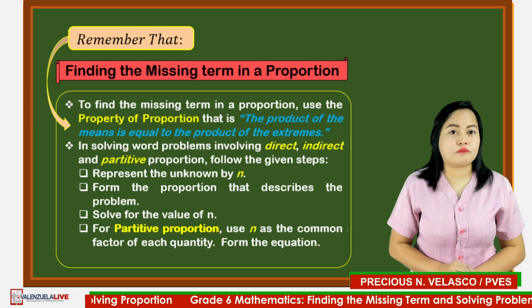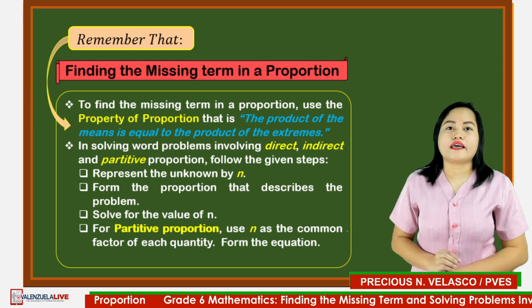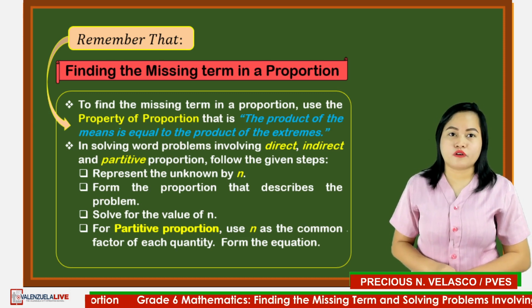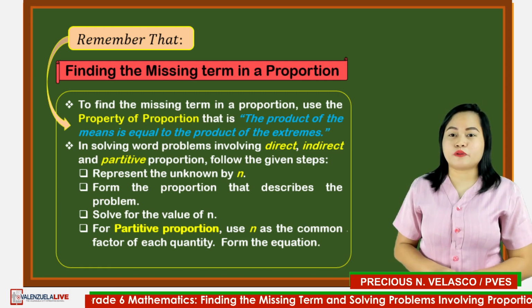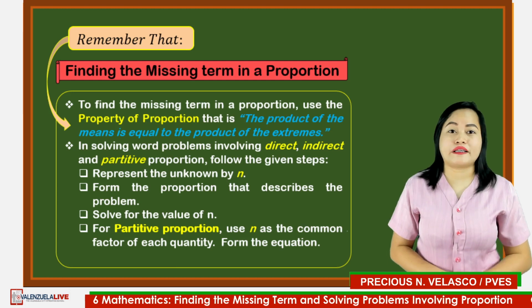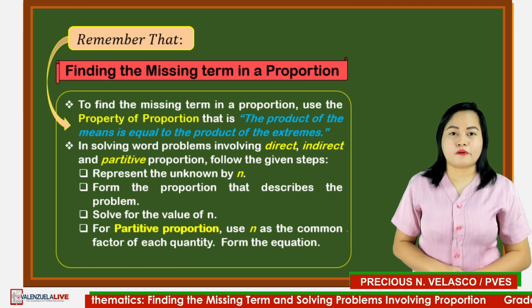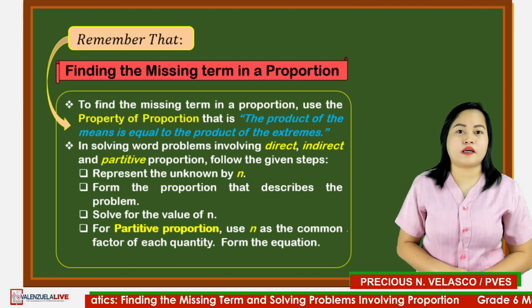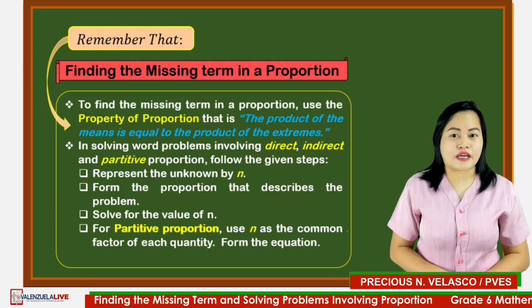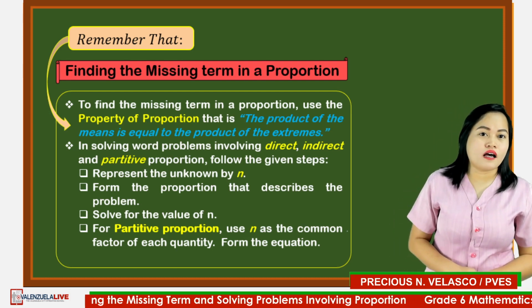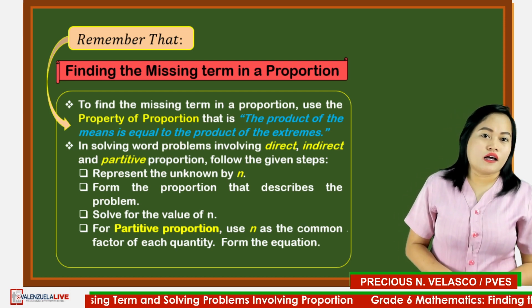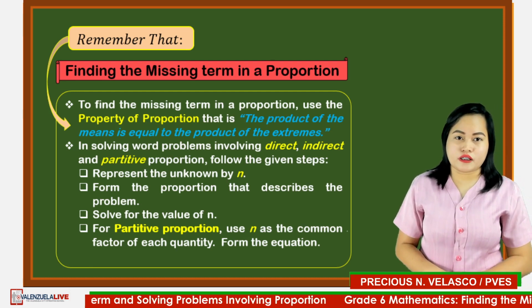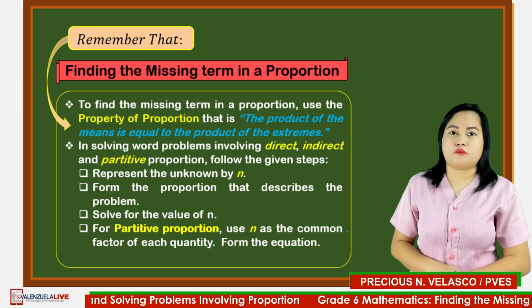In solving word problems involving direct, indirect, and partitive proportion, follow the given steps. So, first, we represent the unknown by n, and then form the proportion that describes the problem, solve for the value of n, and then for partitive proportion, use n as the common factor of each quantity, form the equation.